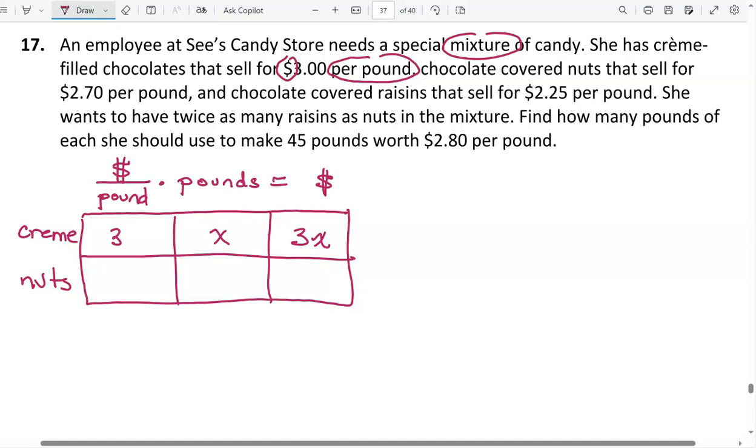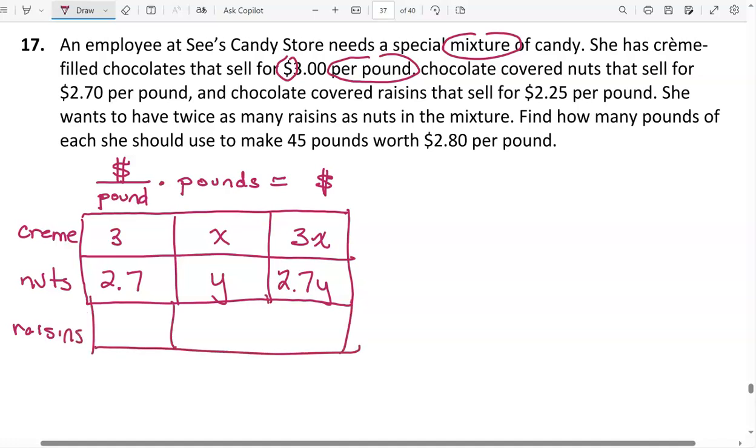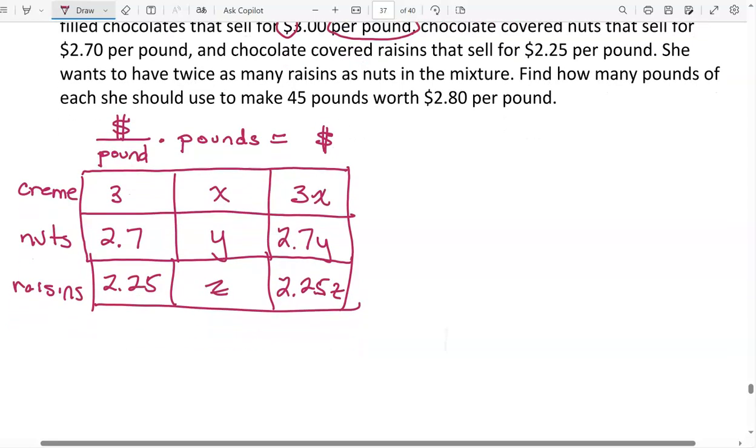So our chocolate-covered nuts sell for $2.70 a pound. And we don't know how much we should use of those, but their value would be 2.7 times Y. And then we also have our raisins here. The raisins sell for $2.25 a pound. And we don't know how much of those we should use, so I'll call that amount Z. And their value would be $2.25 times Z.